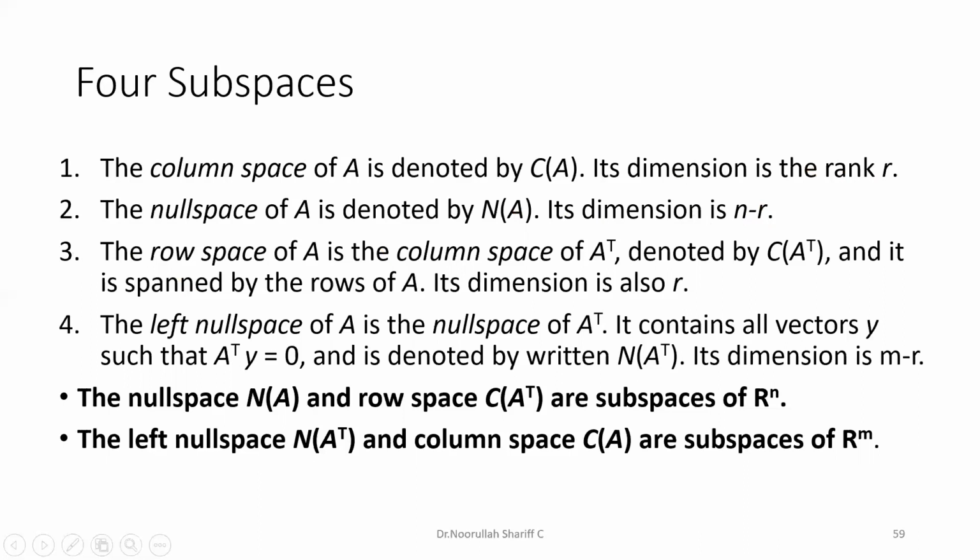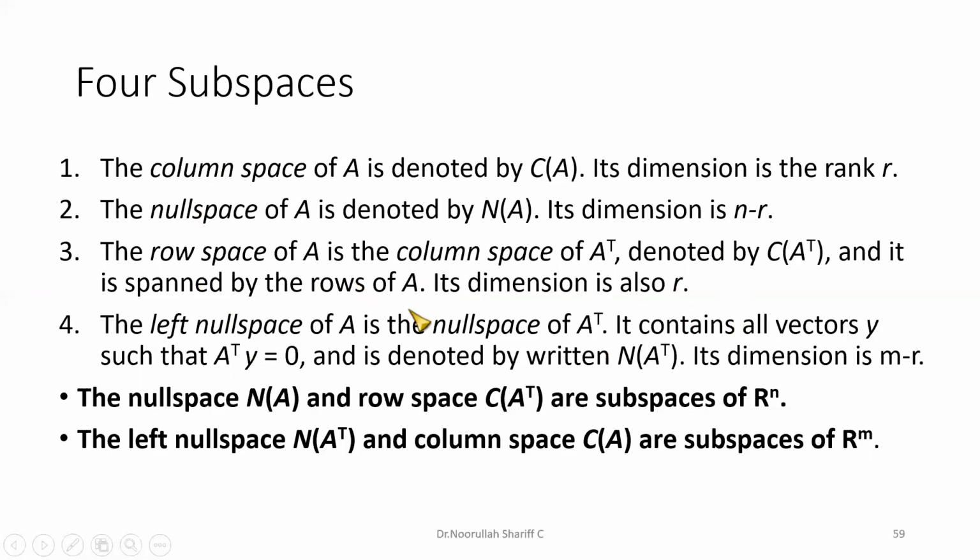The third one is the row space of A, which is the column space of A transpose, denoted by C(A^T), and it is spanned by the rows of A. Because we are taking the transpose, it is spanned by the rows of A. Its dimension is also r. So the dimension of the row space as well as the column space is the same, r.